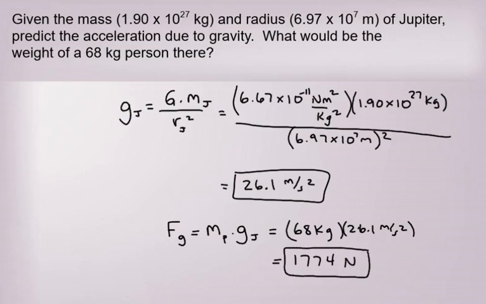The other way I could do this is I could just simply use the equation that we learned today, where I'm going to take capital G times the mass of the person times the mass of Jupiter divided by the distance between them, which would just simply be the radius of Jupiter squared, and I'd get that same answer.